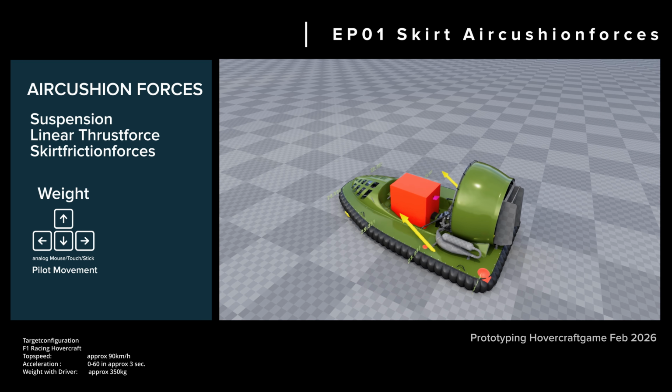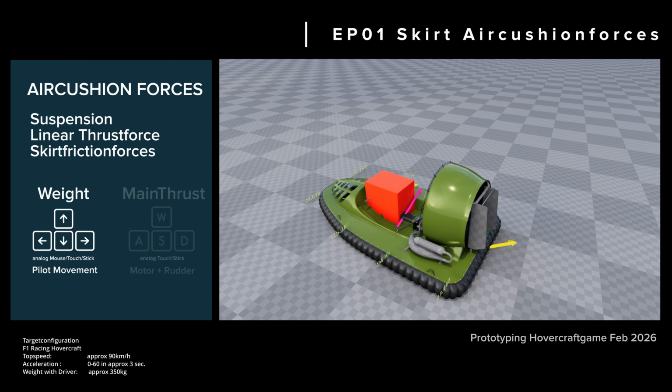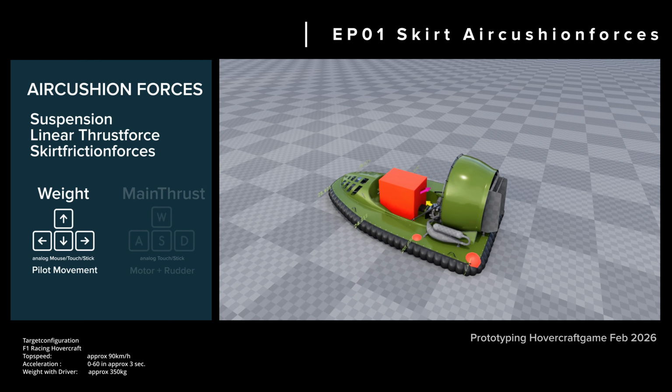The plan is to implement all primary controls with 4 input axes. 2 axes for the pilot's movements and the other 2 axes for the main thrust of the tail rotor and the rudder.